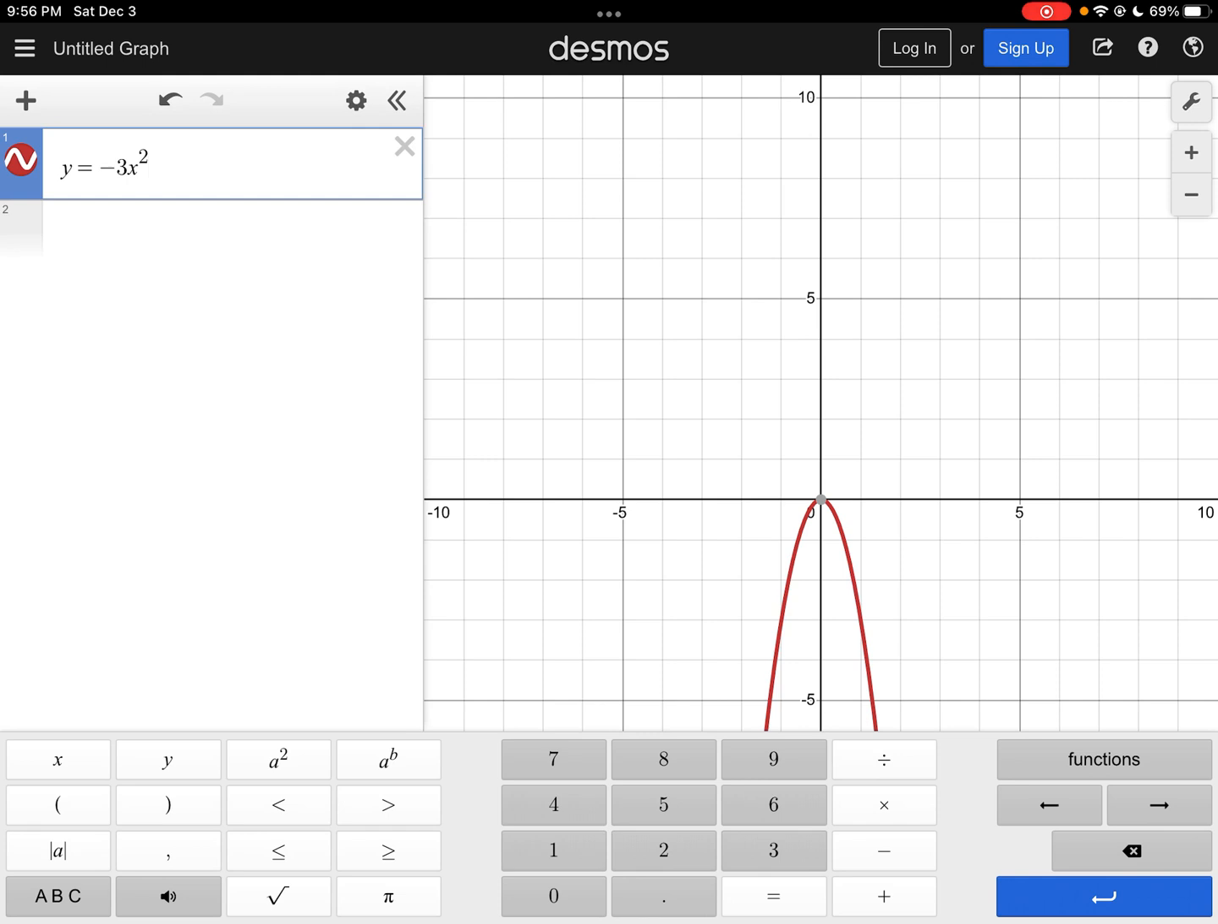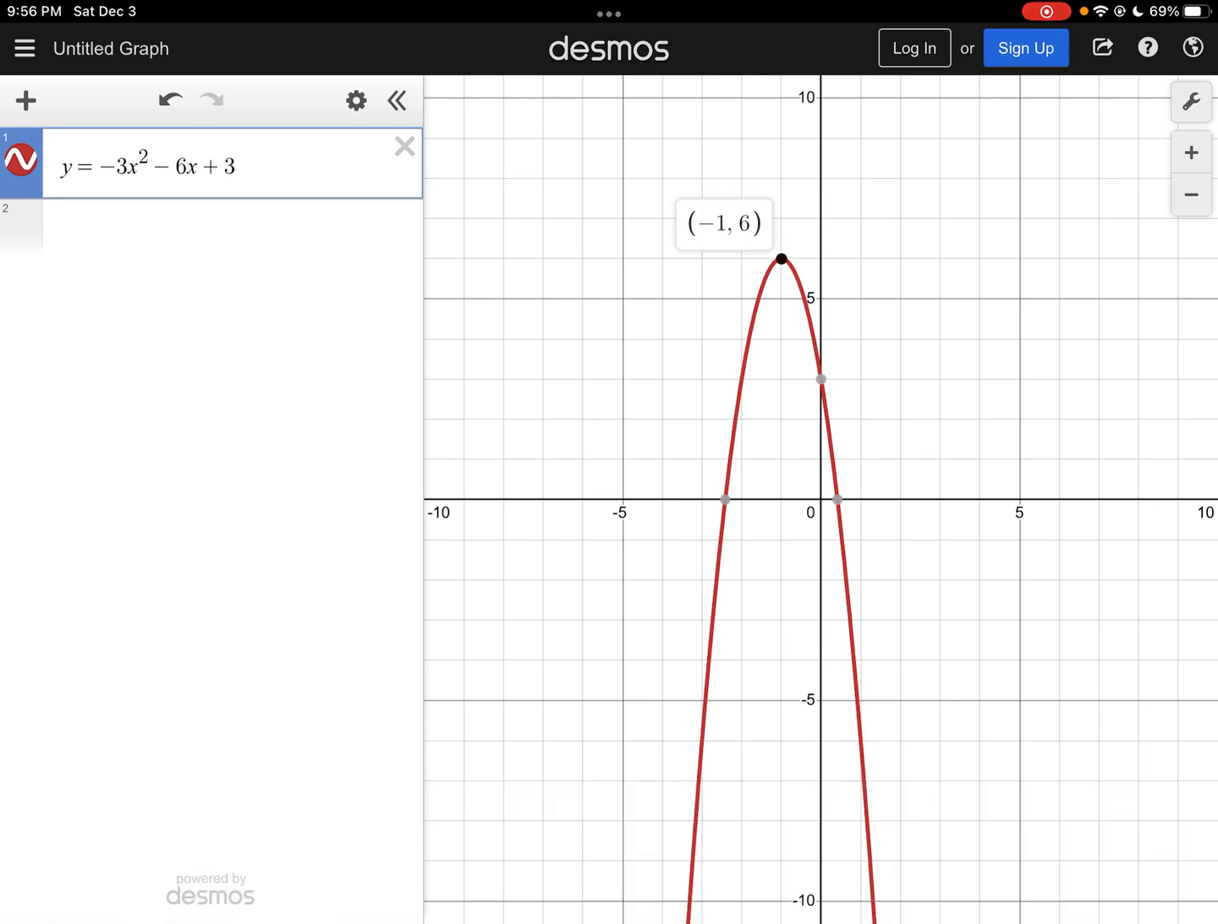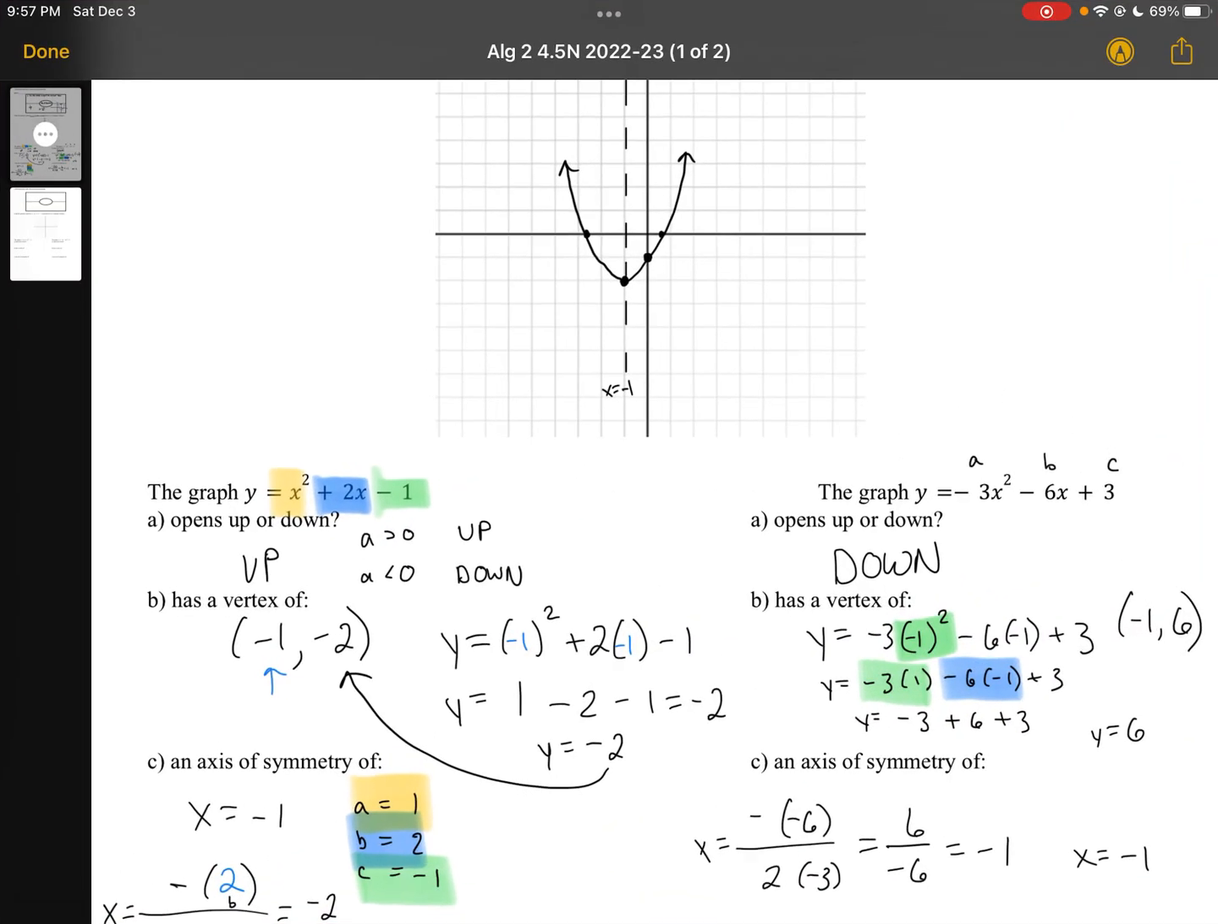So -3x squared minus 6x plus 3. Okay, so the first thing we said was that this opens down. Our vertex is at -1, positive 6, and our axis of symmetry is at -1. So we said it opens down, -1, positive 6, axis of symmetry at -1.